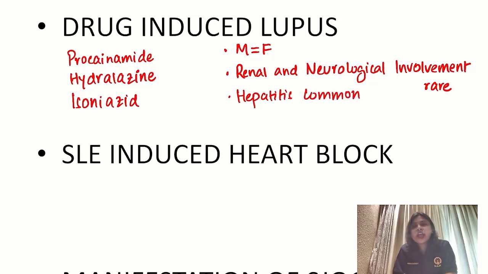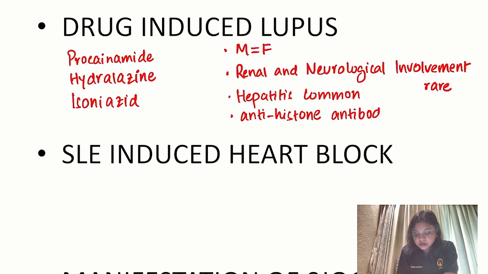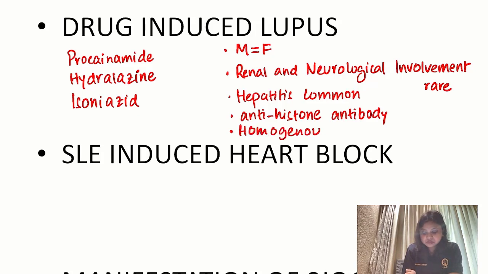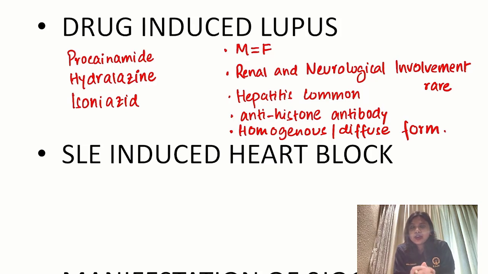And you already know the antibody that is positive in drug-induced lupus is anti-histone antibody. And what is going to be the ANA pattern in case of drug-induced lupus? Already I discussed. It is the homogeneous or the diffuse form. So we have covered various one-liners related to drug-induced lupus.